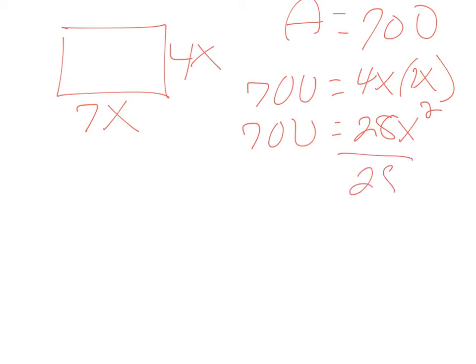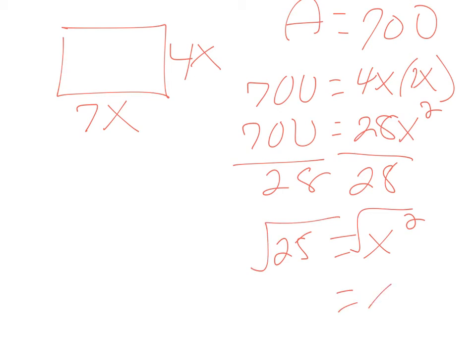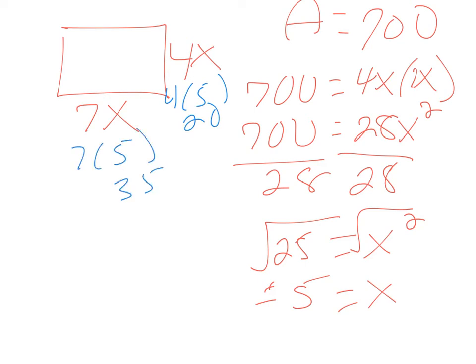I can divide by 28. And that means x squared is 700 divided by 28. I'm just grabbing my calculator, is 25. Take the square root. X is plus or minus 5. Does it make sense to have a negative dimension? No. So I'm just going to use the positive version. 4 times 5 is 20. 7 times 5 is 35. So it's a 20 by 35 rectangle.